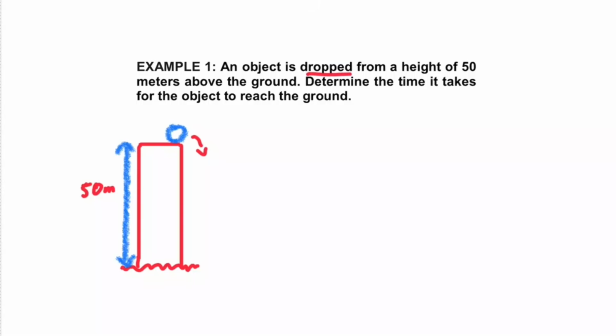When an object is dropped, it simply means that Vi is equal to 0 meters per second. If you drop an object, its initial velocity is 0. Okay, we will need to remember this at some point. Let's carry on. So we have delta y. Delta y can be equal to 50 meters or minus 50 meters, depending on which direction you take as positive.